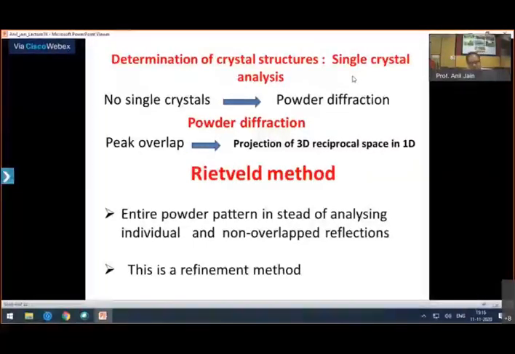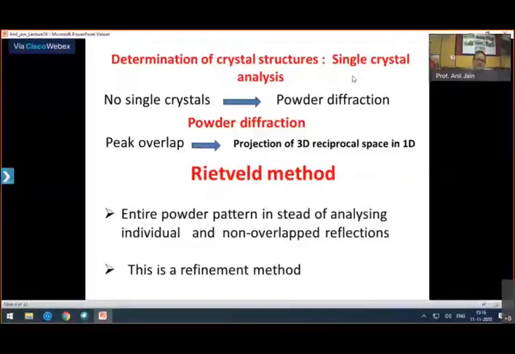Now, what is the disadvantage of this problem? This technique of powder diffraction, which most of you have used, was developed by Debye and Scherrer in 1916.